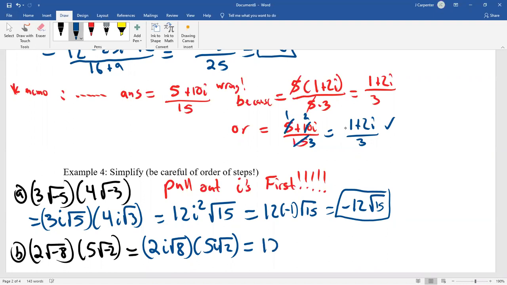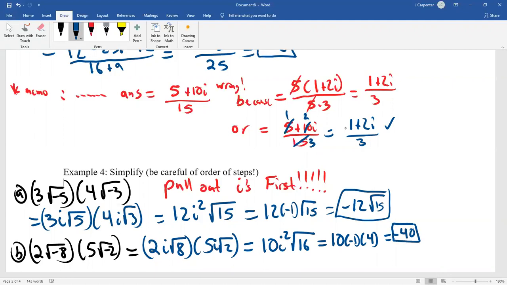2 times 5 is 10. i times i is i squared. Then the insides. So we have our square root of 8 times 2, which is the insides. 8 times 2 is 16. Well, square root of 16 is 4. i squared is negative 1. So this is 10 times negative 1 times 4, which is just negative 40.